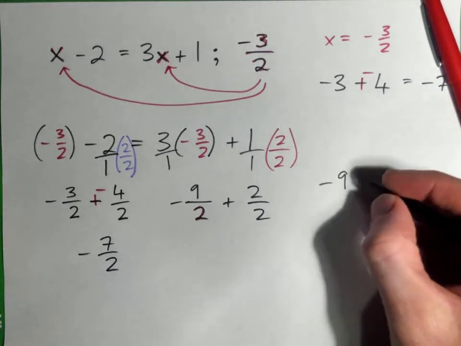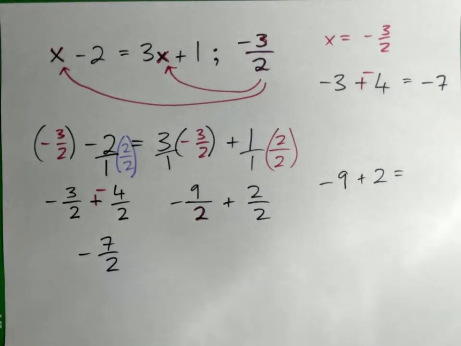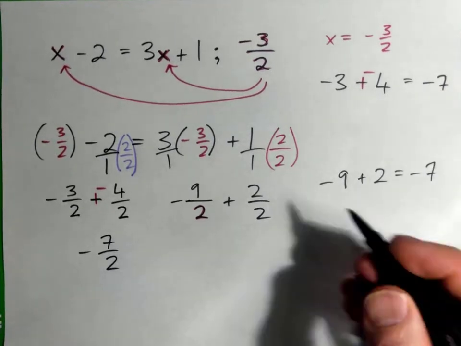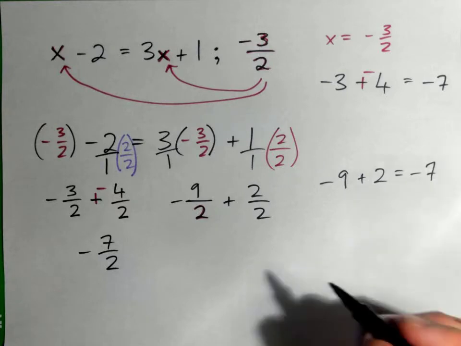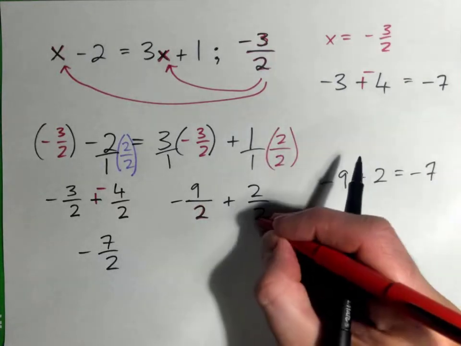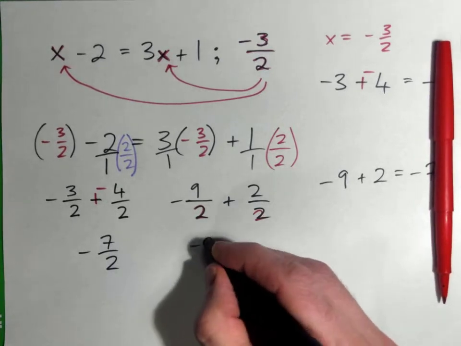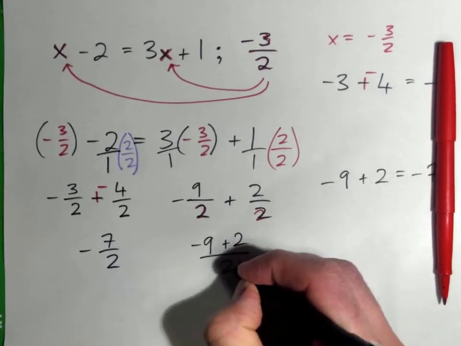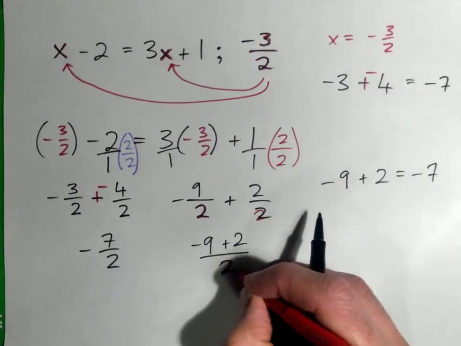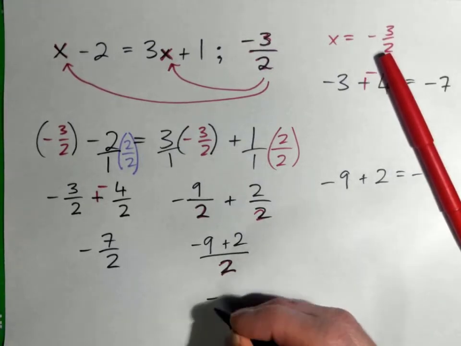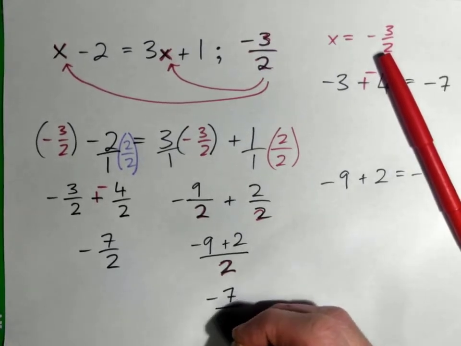So what's negative 9 plus 2 equal to? Good. So this is just negative 9 halves plus 2 halves, which is negative 7 over 2. Again, another way to do it is, look, you've got the same thing on the bottom. So let's write this out for fun: negative 9 plus 2, all over 2. Does that make sense? You can go from here to here because it's the same denominator, so you're allowed to do that. So this makes negative 7 over 2.